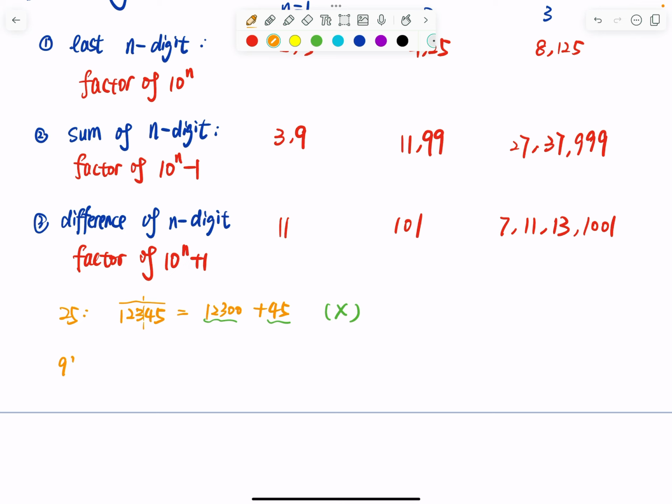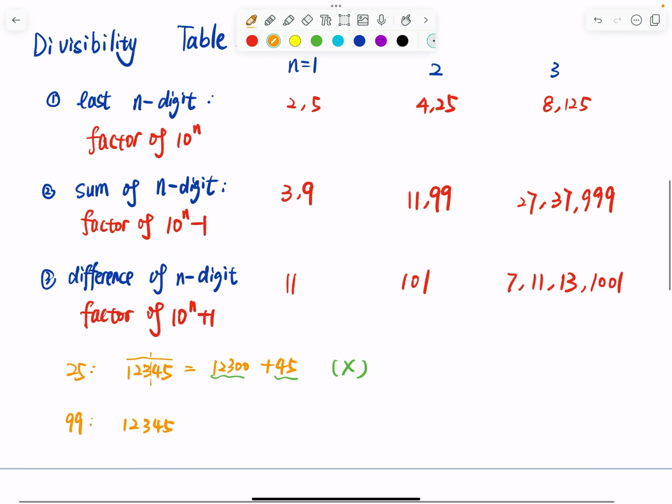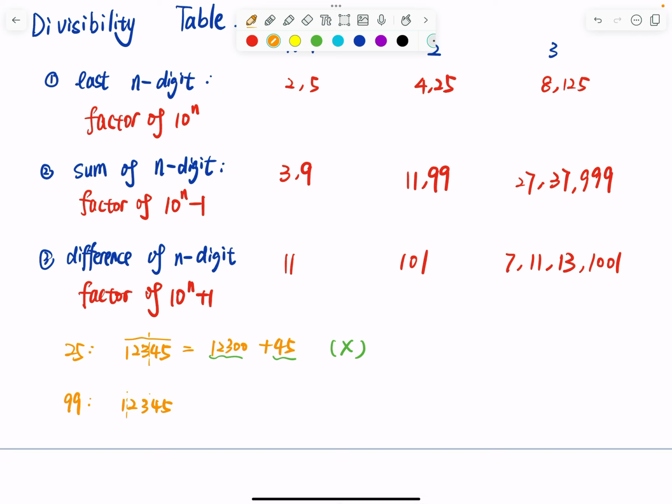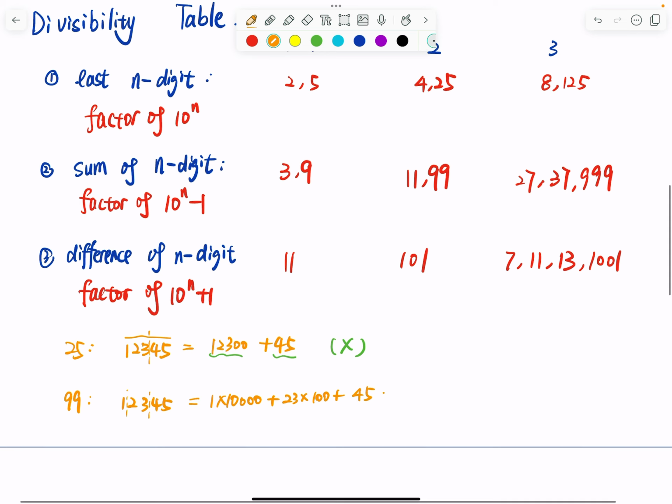How about 99? So still use the same number, 12345. If n equals 2, right? So I need to use the 2-digit cut. I cut like here. Okay, so this one I can separate into 1 times 10,000 plus 23 times 100 plus 45, right? But how can I determine?